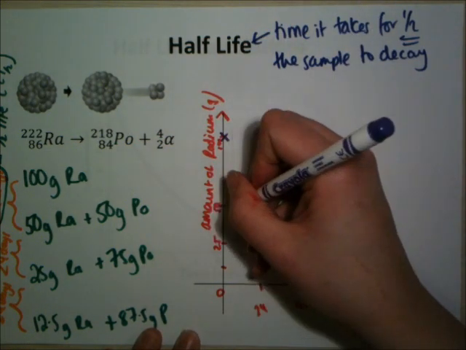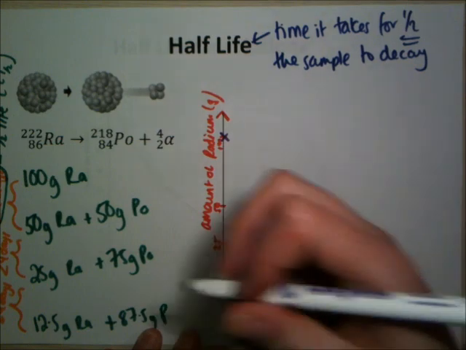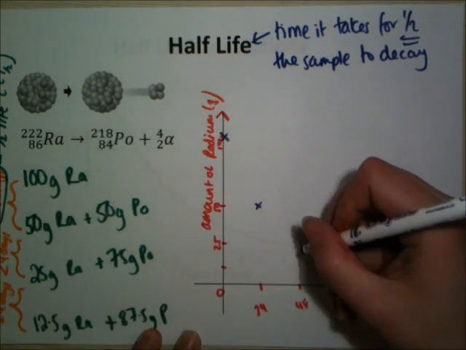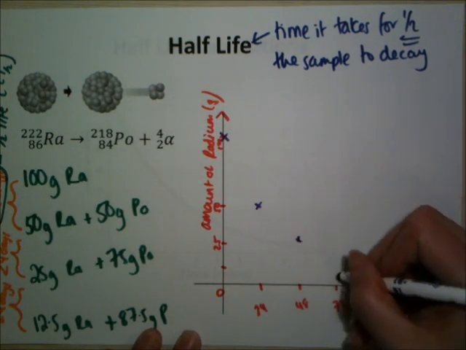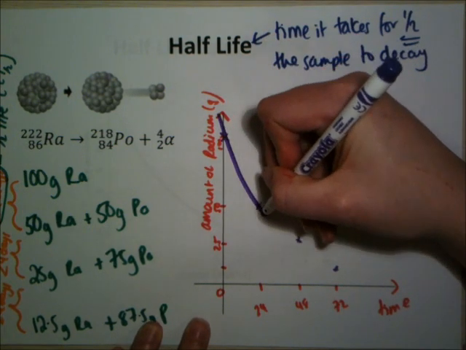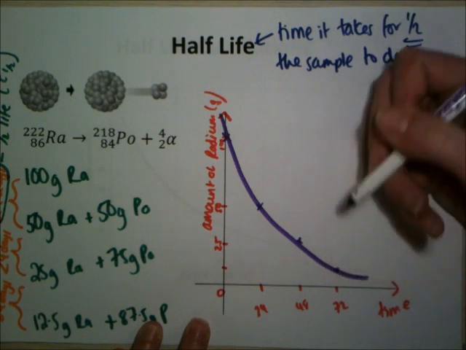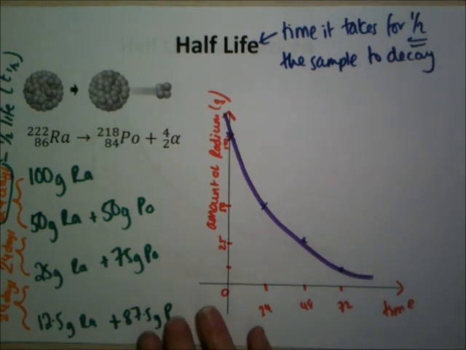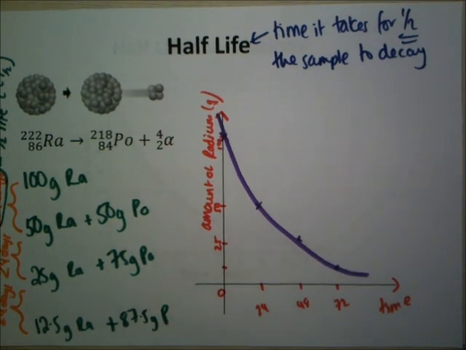24 days later, I only had 50, so I'm going to get a cross here. Another 24 days later, I only had 25, I'm going to go across here. You're going to see the pattern. So what we get, if I join these all together, we get a curve. In this curve, you'll often see this is the half-life curve. It shows you the half-life of a material.